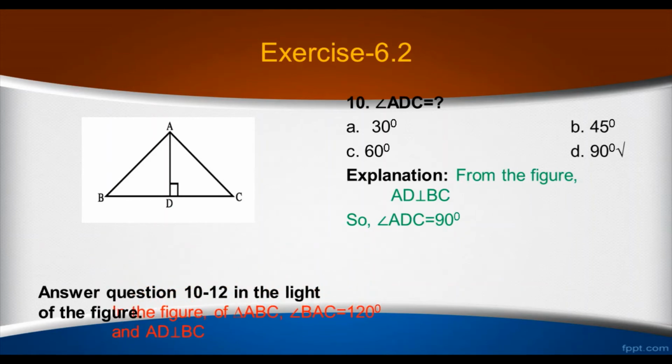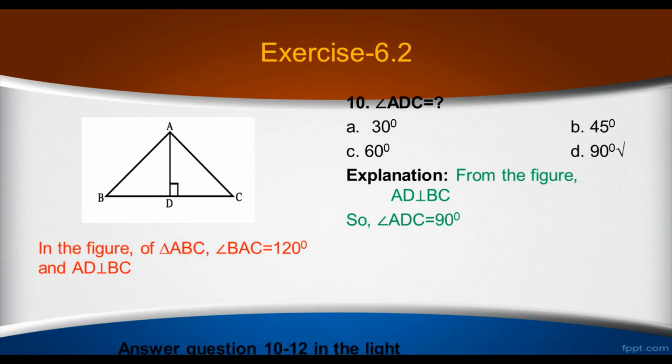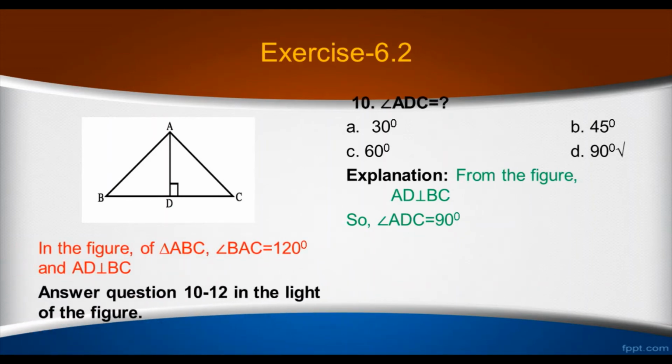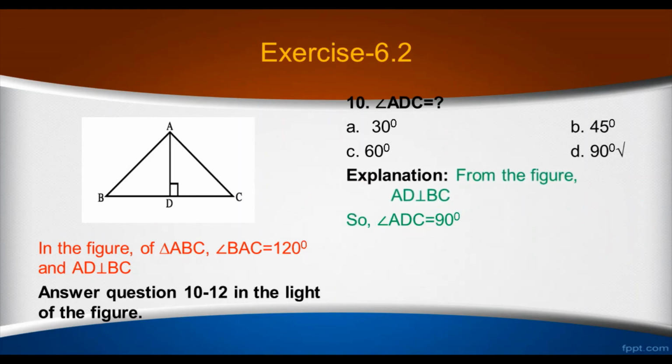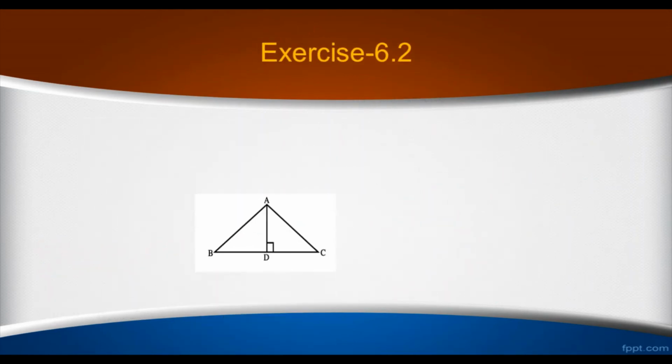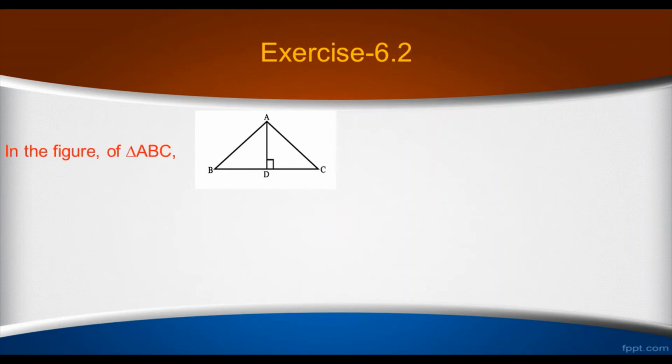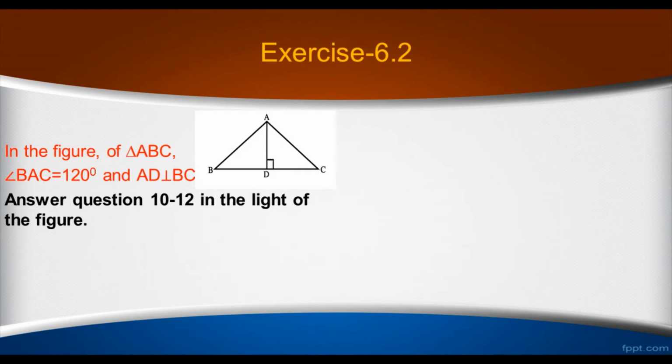So this is question number 10, my dear students, and in the light of the figure you have to answer: angle ADC equals what? That is 90 degrees. From the explanation, AD is perpendicular on BC, so angle ADC equals 90 degrees. Now the next question, question number 11.